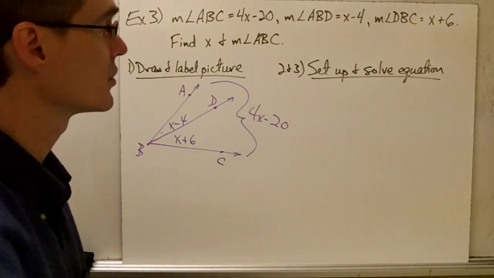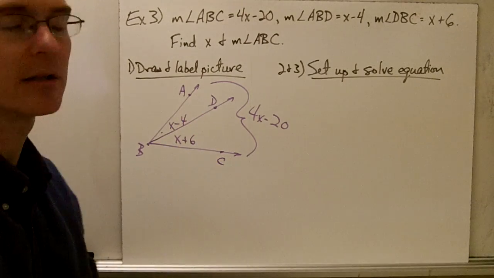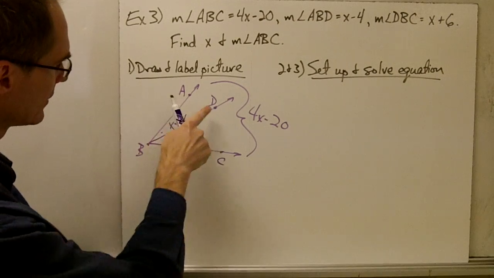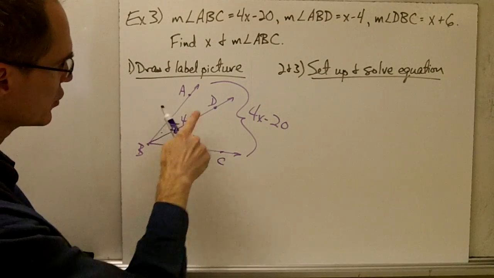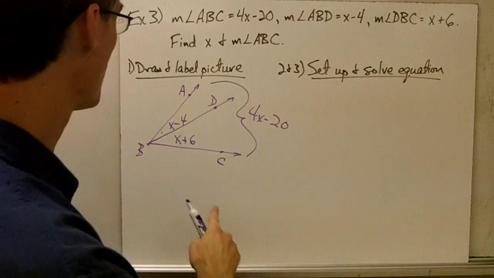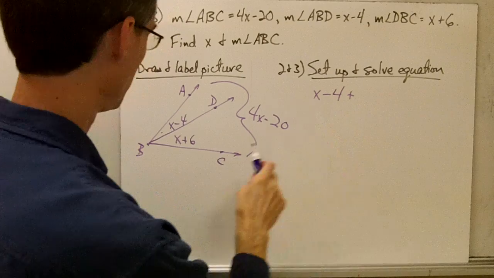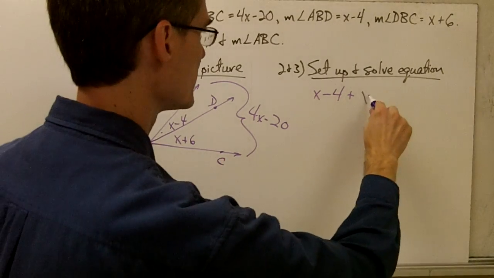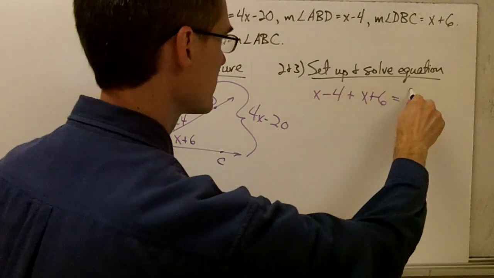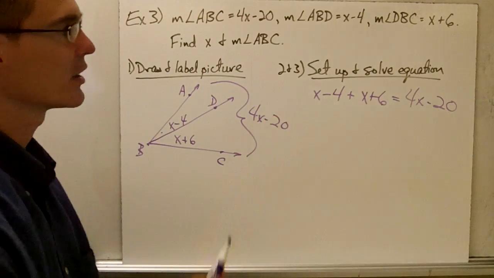Now I can go to step 2, which is to set up my equation. Based on what I've just learned about the angle addition postulate, I know that the sum of these two small angles, angle ABD and angle DBC, is going to equal this whole big angle, angle ABC. So I can set up my equation. Angle ABD, which is x minus 4, plus the measure of angle DBC, which is x plus 6, equals the measure of the whole angle, which is 4x minus 20. Now I've got an equation set up.